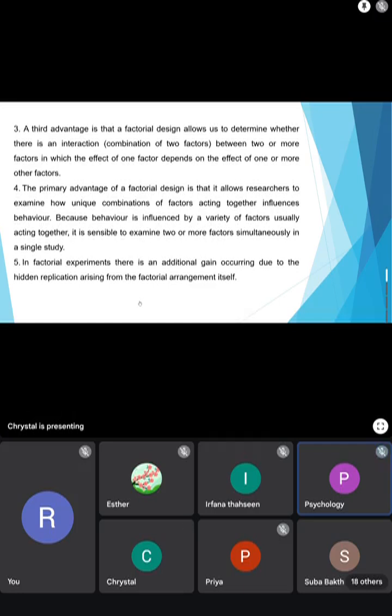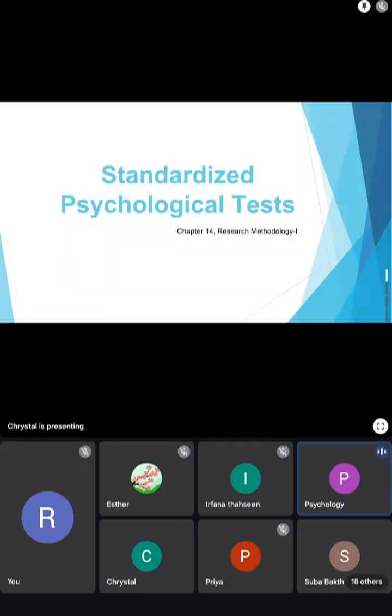Anything else, ma'am? No, sir. I think you can move on to the next one. Yeah, we can move. See, chapter 14 is actually a very interesting chapter. This will be really interesting if there is interaction. Most of these tests we would have already come across personally also. So I suggest you go through this text once. It will be really interesting.